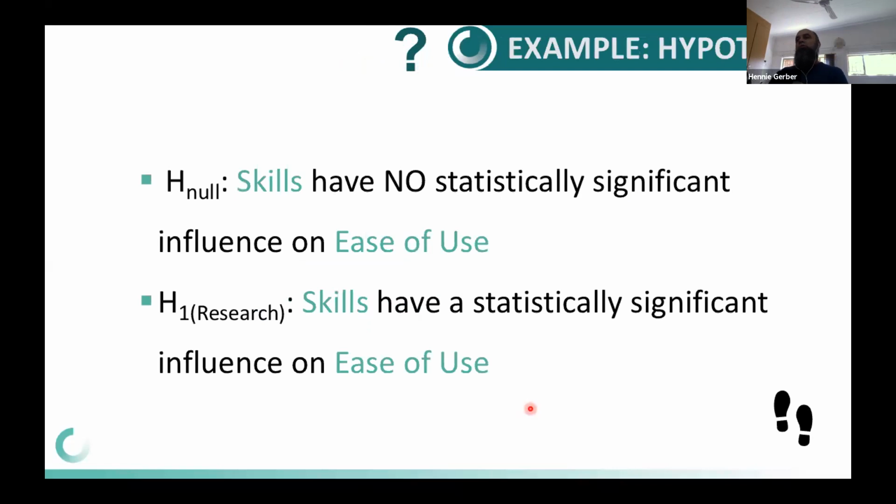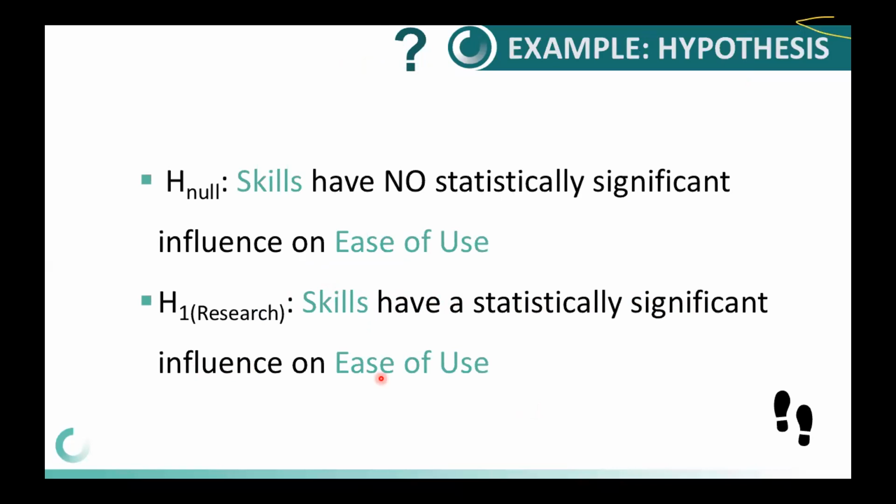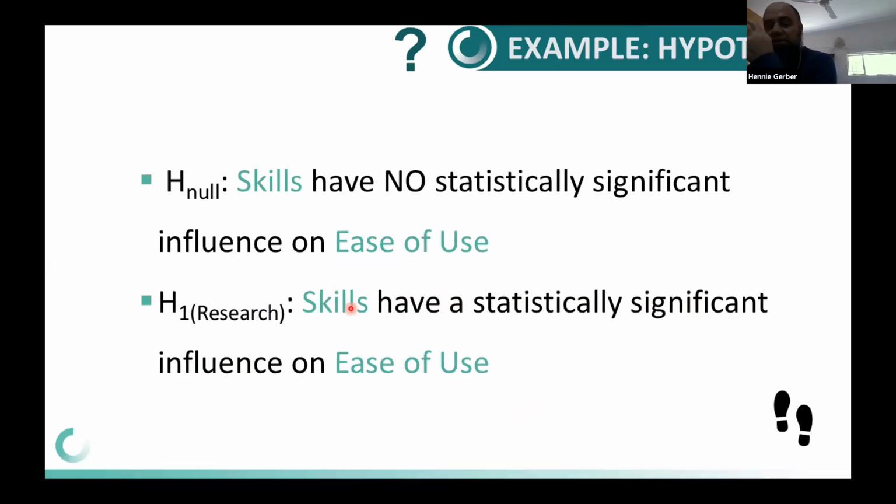Let us look at an example. Skills have a statistically significant influence on ease of use. So if we remember the model, skills is measured, they look at technology acceptance, if you will accept certain technology. Now, skills will be a few Likert scale statements on skills. So we want to see if the skills will have a significant influence on the ease of use of this technology.